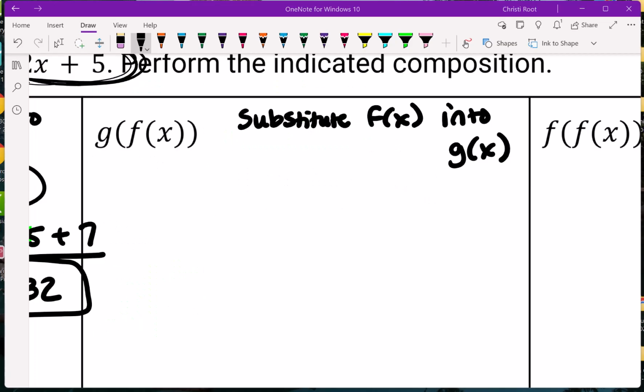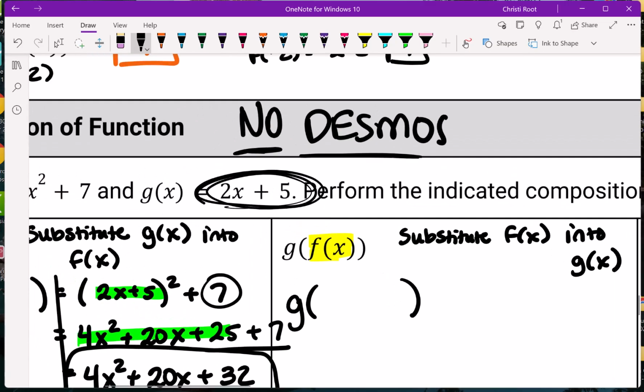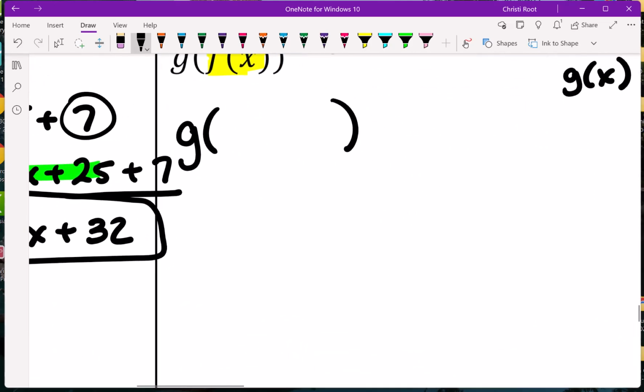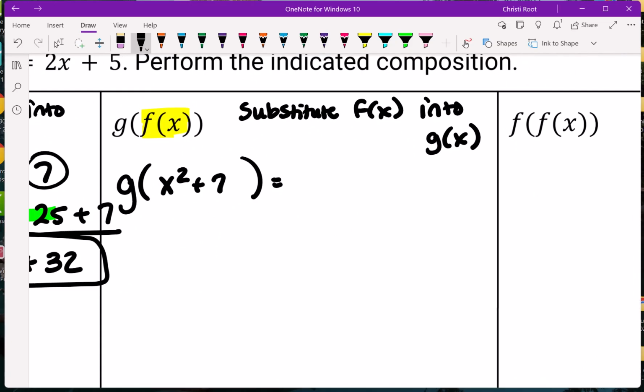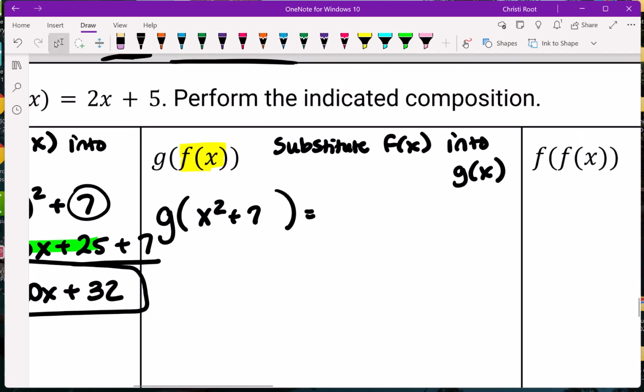All right, the second example tells you that you're going to have to take f of x and plug it into the g function. So I would just very quickly put f of x right here. What is f of x? F of x is x squared plus 7. Okay, I'm going to take that x squared plus 7 and plug it into the g function. The g function is 2x plus 5.